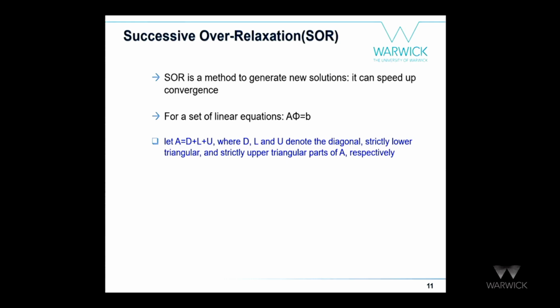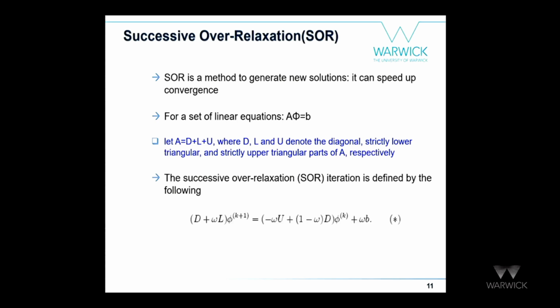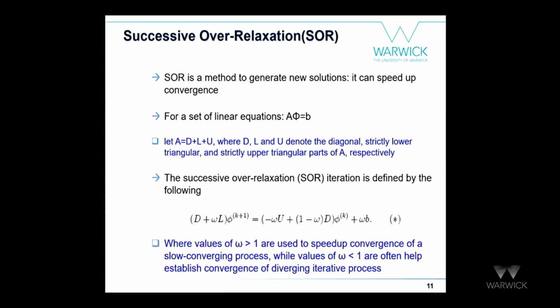So we have the linear equation set, A times phi equals B, and we divide this coefficient matrix into 3 parts. There is a diagonal D. There is an L, which is a lower part, or called the strictly lower triangle, and there is a U, which is a strictly upper triangle. Then SOR defines a function to generate new solutions. So phi k is the current solution, phi k plus 1 is the new solution, and D, L, U are as defined here. And omega is a very important parameter.